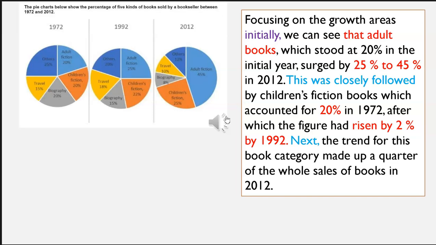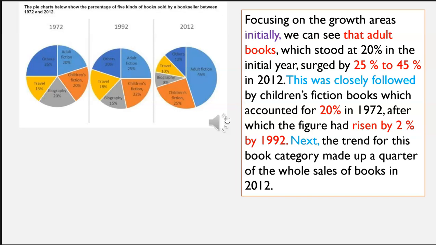"Surged by 25% to 45%." Now be careful with this. What is 25% of 20%? 25% of 20% is 5%. So if it surged by 25%, it went up to 25. Follow me? That's what it looks like it's saying.